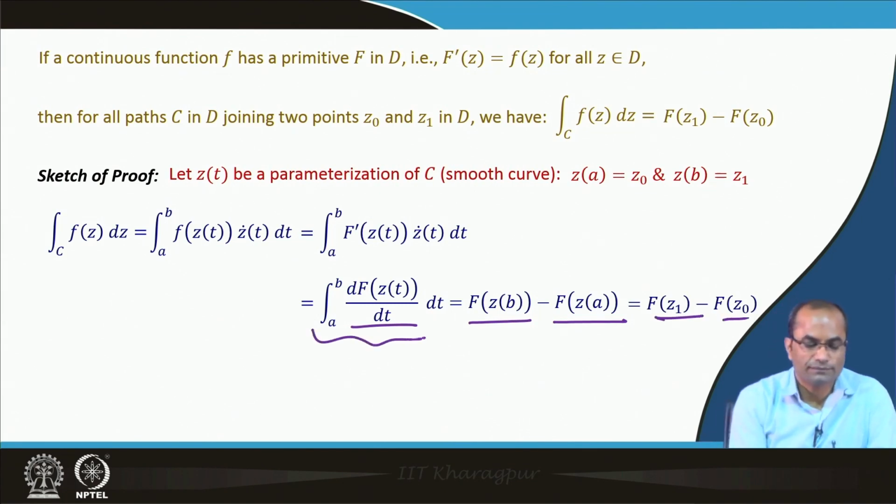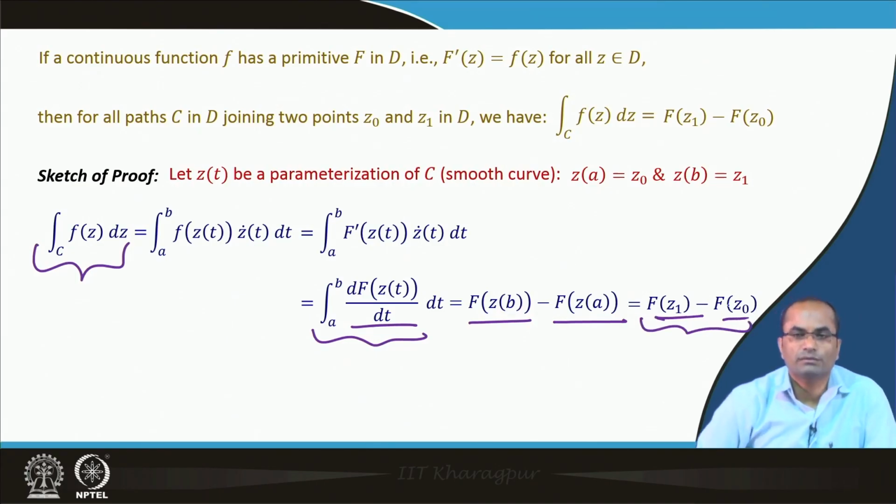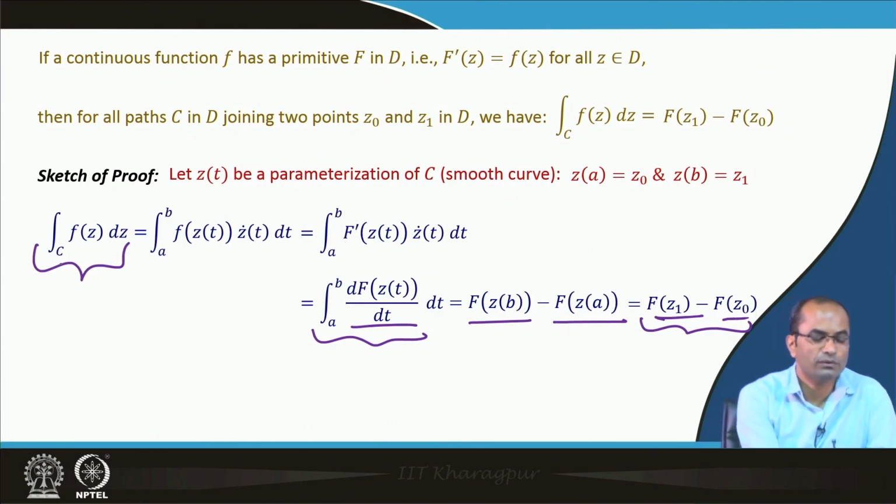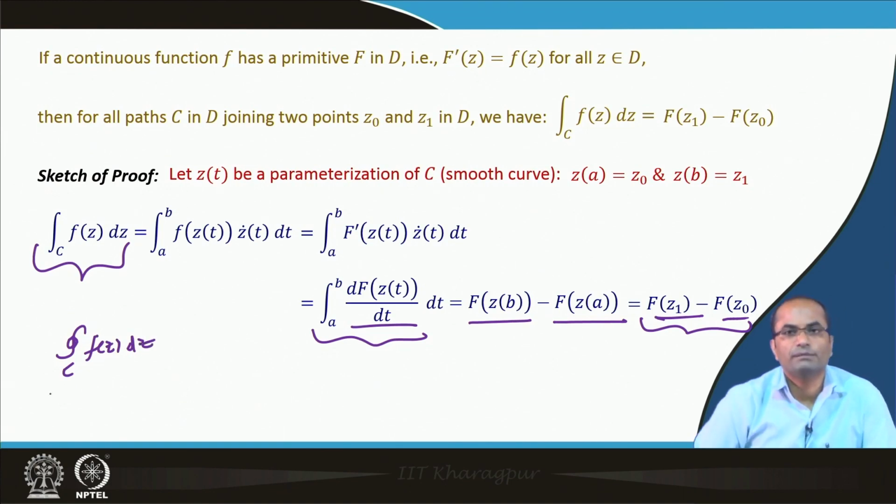So, for this curve integral, when a primitive exists in the whole domain D, then for any curve we take, the value will depend on the initial and the final point, not on the curve itself. As a consequence of this, if we have a closed curve, for instance, if our integral is over a closed curve, and all these conditions are fulfilled, that f has a primitive.